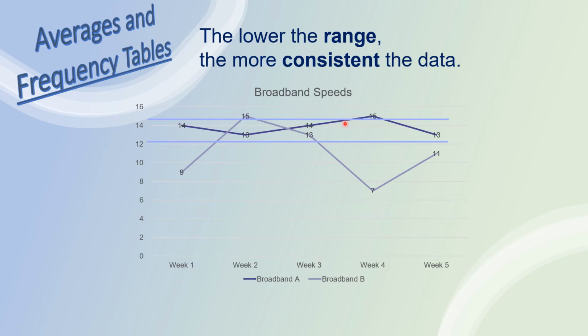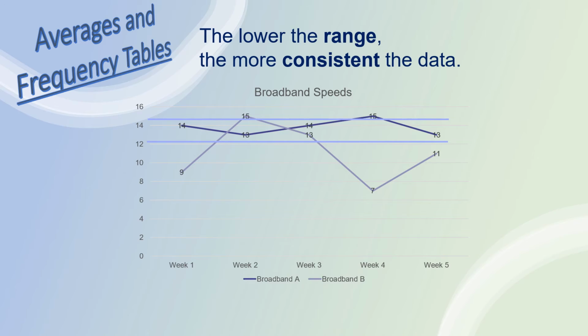You see that statement there, the lower the range, the more consistent the data. Now, this is an early question from when the reforms first came out, and I believe it's in one of the mock papers from City and Guilds. The question asks, you and your friend have different broadband companies, and you want to compare your broadband to your friend's broadband to see if you need to swap yours over and go to your friend's, or keep yours. This graph represents the broadband speeds over a number of weeks, and these two purple lines going across represent the optimum bandwidth.